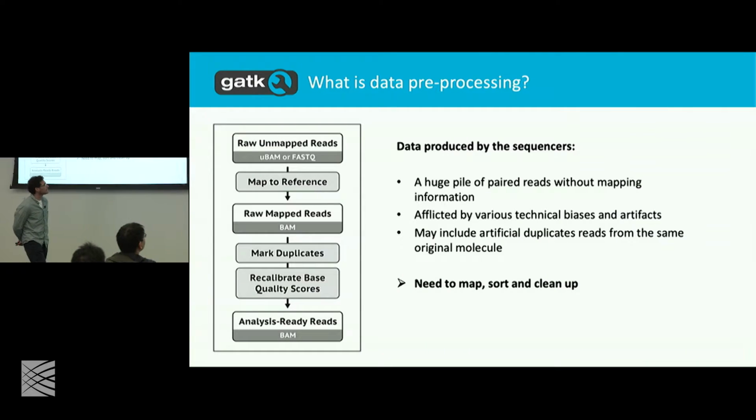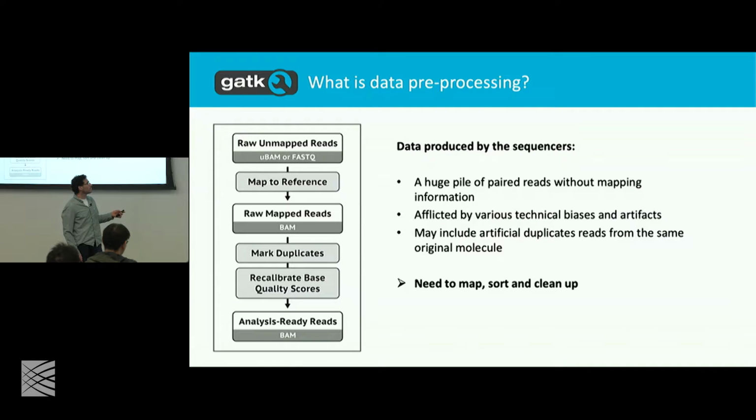All right, so here's the data processing workflow that we have. We start with unmapped reads, raw unmapped reads. They can either come in a FASTQ or in an unaligned BAM file. We'll talk about what those are. We map them to a reference. So now we have mapped reads. Before we had unmapped reads. Then we mark duplicates and we recalibrate the quality scores. And we have analysis-ready reads. Right? So these are ready for variant calling if you're doing variant calling. If you're doing RNA expression counting, they're ready for that.